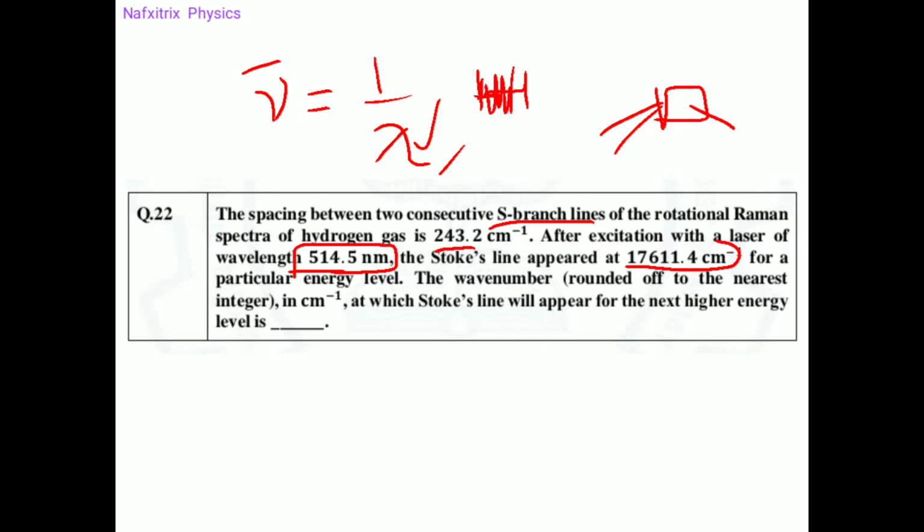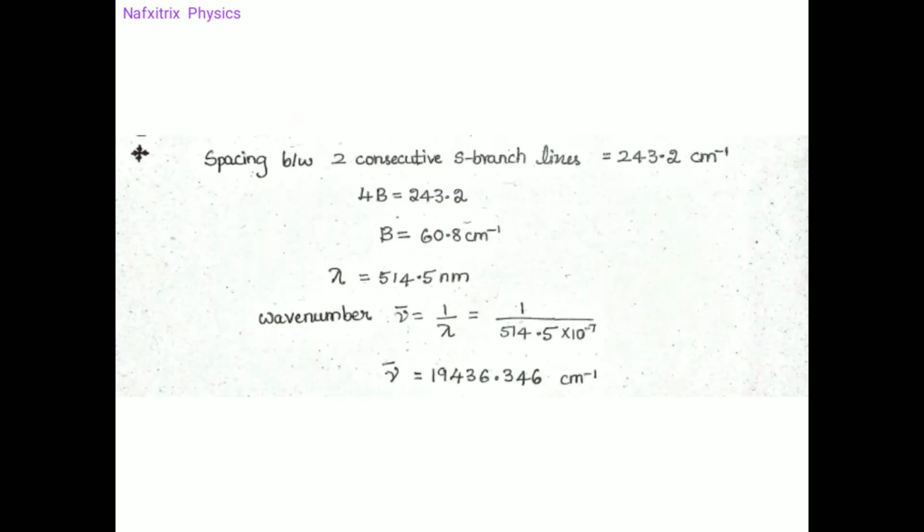So the wave number rounded off to the nearest integer in per centimeter. They are asking in terms of wave number at which the Stokes line will appear for the next higher energy level. So for the next higher Stokes lines, the wave number we need to find out. What they have given is the spacing between two consecutive S lines, S branch lines. This was given in the question.